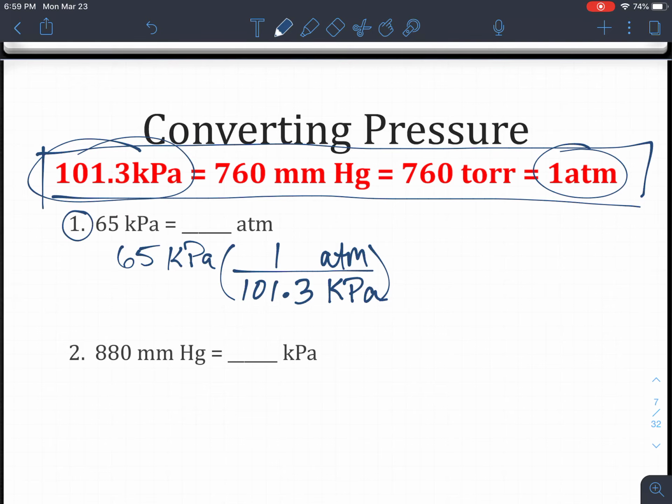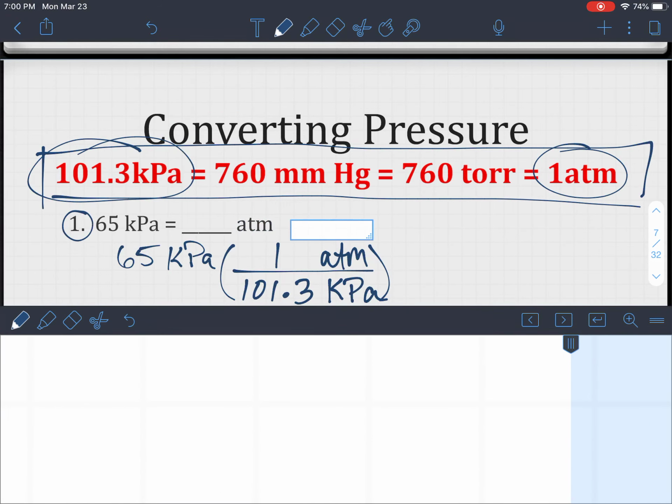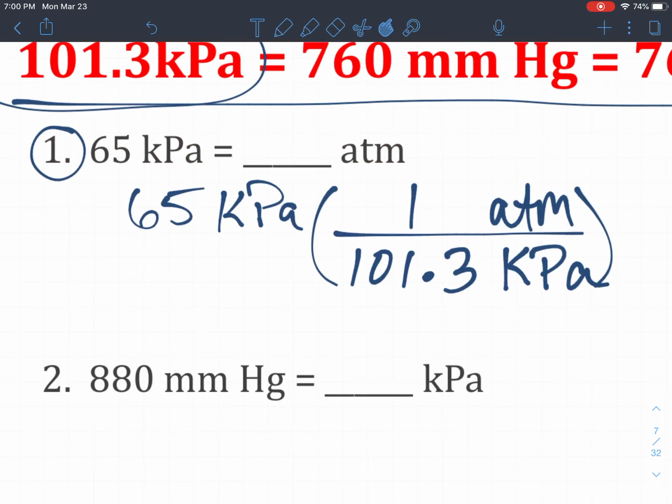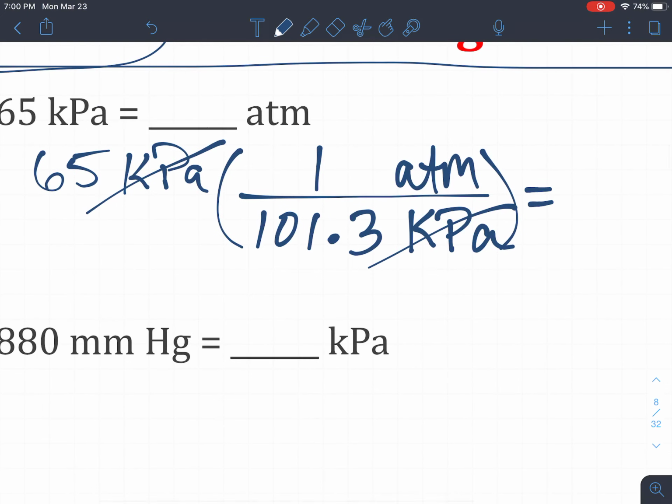So at this point, we are able to double check that your units can cross off. So we have kPa in the numerator, kPa in the denominator, so they can cross off. And we are able to solve.